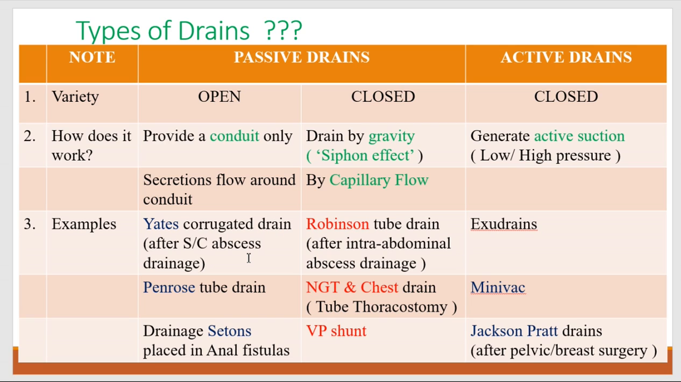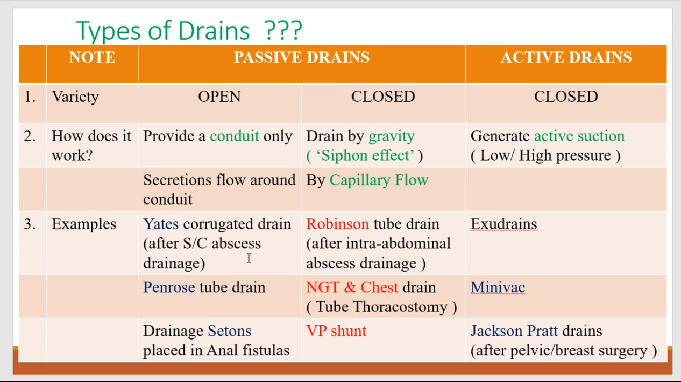The third example is the seton, the drainage seton. You must have heard this word seton in management of anal fistulas. So drainage setons are usually placed in cases of anal fistulas, and this is again an example of an open passive drain.